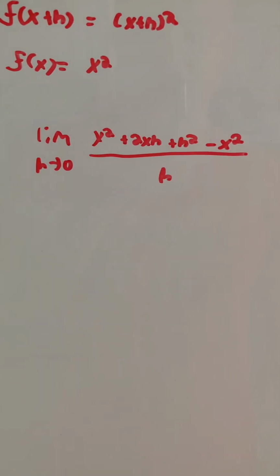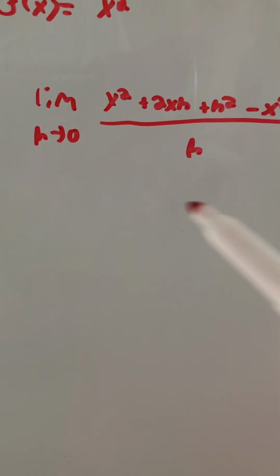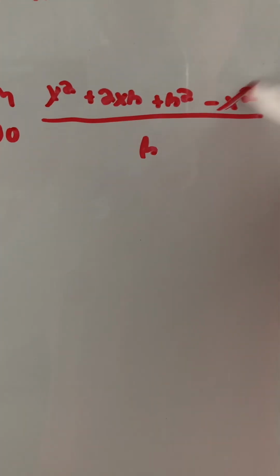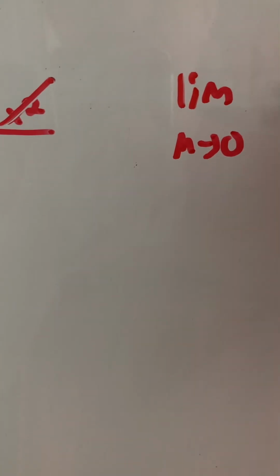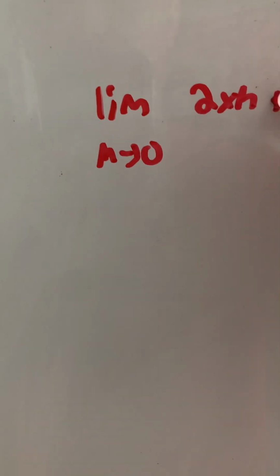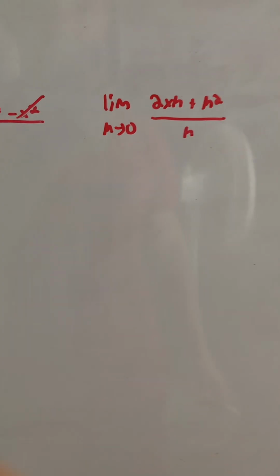So now I'm going to mark out terms. Notice how I got a positive x squared and a negative x squared. Those are going to mark out, so that's out of the picture now. So I'm left with the limit as h approaches 0 of 2xh plus h squared over h. I'm going to have to do a little bit of algebra here.